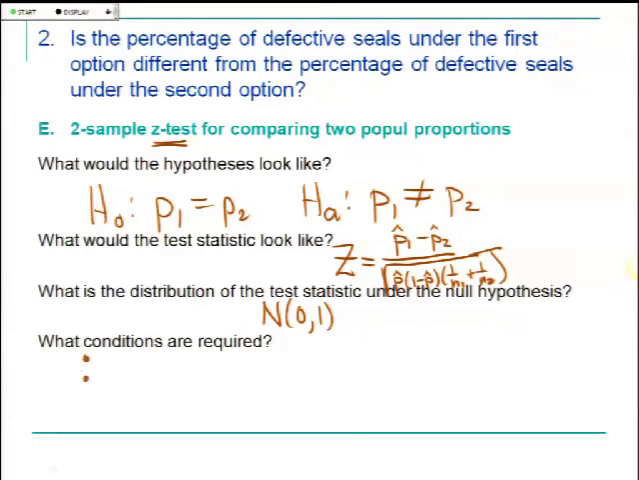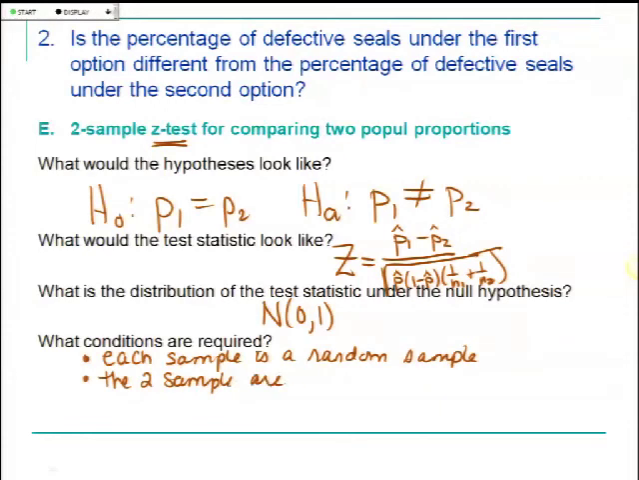This is another two independent samples problem. So the first two conditions are the same as what we wrote down on the other one. The first condition should be about the samples being random. Each sample is a random sample. And we do have two samples here. The two samples are independent. We haven't worked with a paired data scenario for proportions yet.